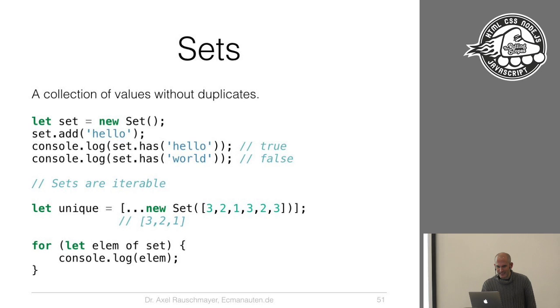And the nice thing about sets is that they are iterable. So you can use the spread operator to turn a set into an array, and the parameter of a set is actually an array as well. So what this little snippet here does, it creates an array whose elements are unique. So this line here removes duplicates from the array. And because it's iterable, this is how you iterate over the set.